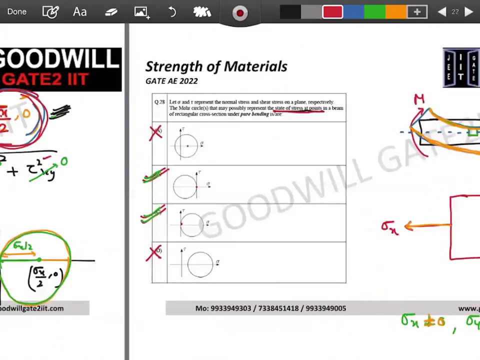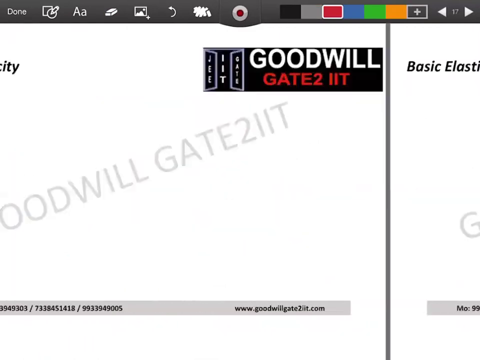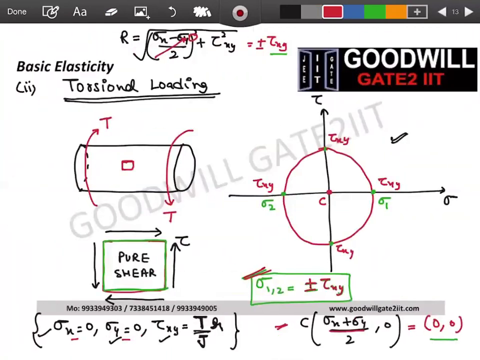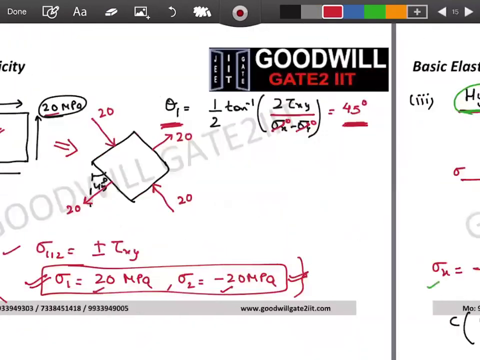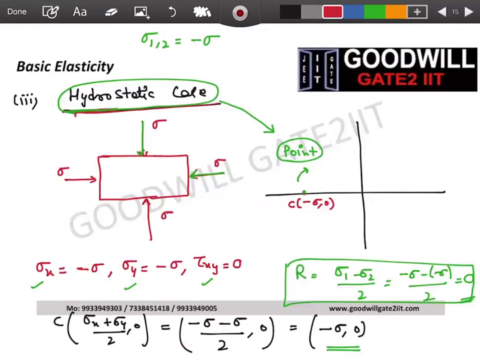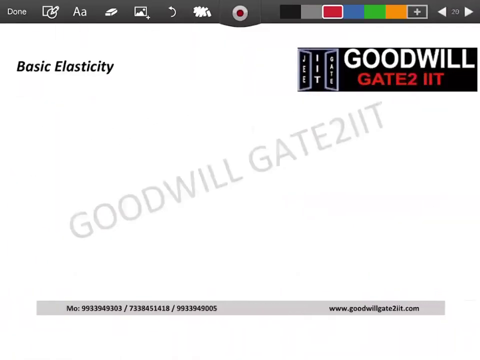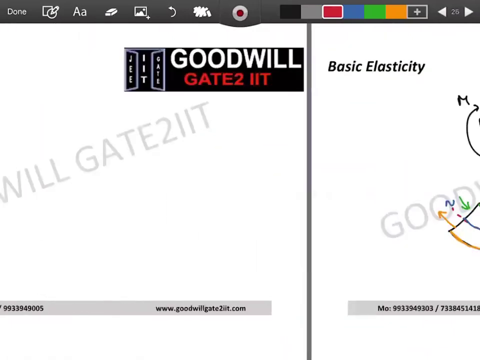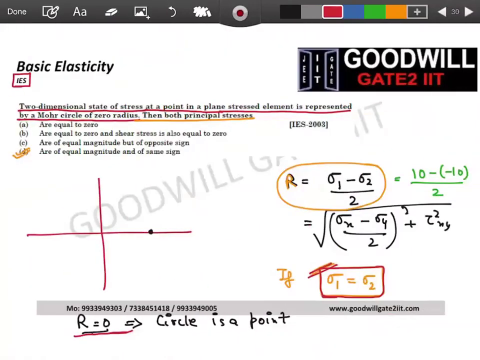If you people just quickly recall, we have solved this Mohr circle for the hydrostatic case in which sigma x was equal to sigma y. You got a point, right? So we have already seen this case. Now they are not using the word hydrostatic. They are simply saying the Mohr circle represents a point. So what do you people know about principal stresses? I told you everything can be answered with your formulas.